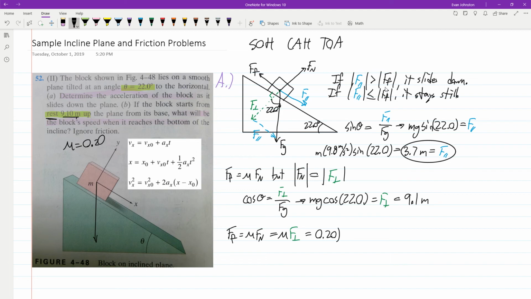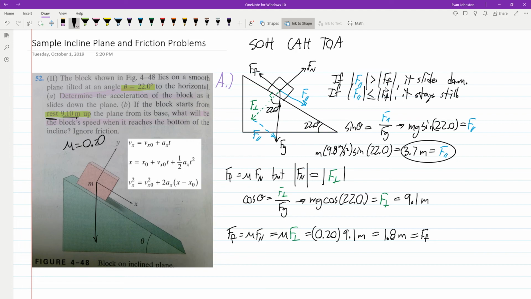And so really that gives me 0.20 times, well, now we have m times 9.1, or 9.1 m. That's what we had here. So simplifying my math, 0.2 times 9.1 gives me 1.8 m. That is the size of our friction force.